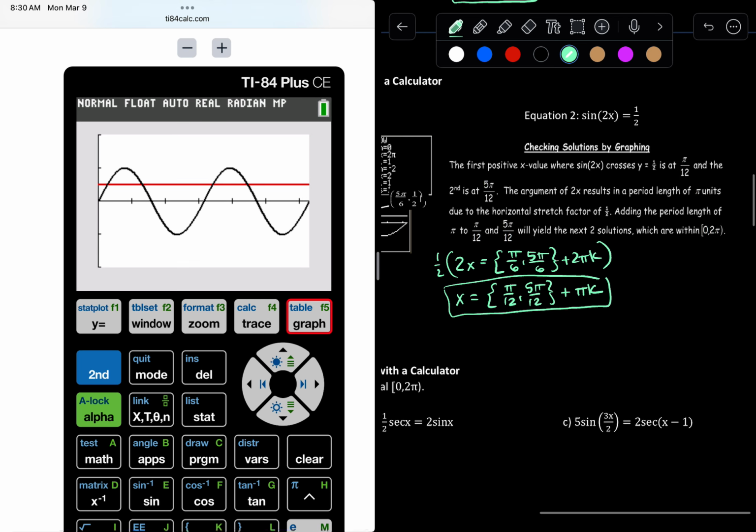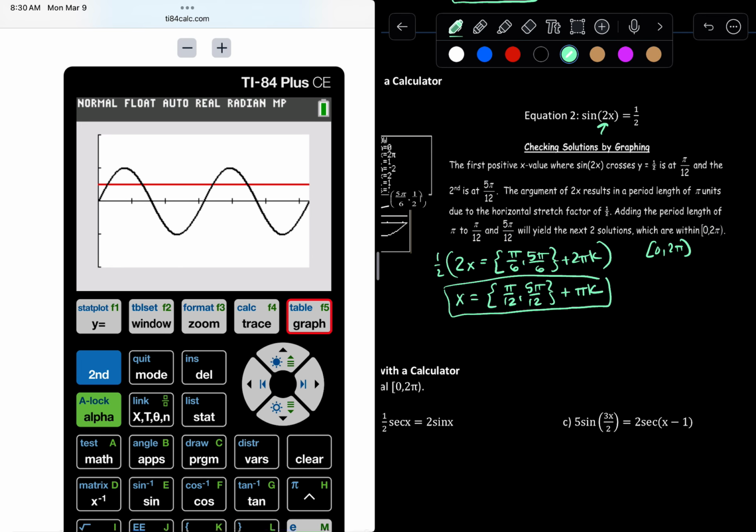But what if the domain restriction is from 0 to 2 pi? Now from here, you can use the calculator to see, oh, we do have 4 solutions, but also you should notice with that 2, we have a horizontal compression with a scale factor of 1/2. So that's going to double the amount of solutions that we have from 0 to 2 pi.